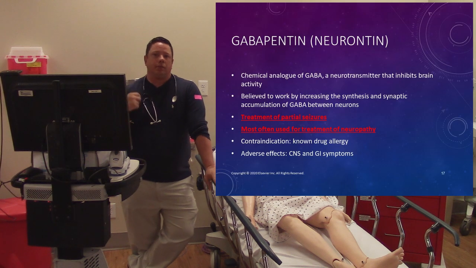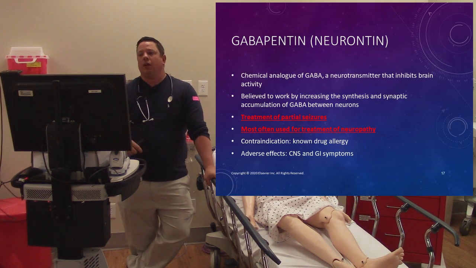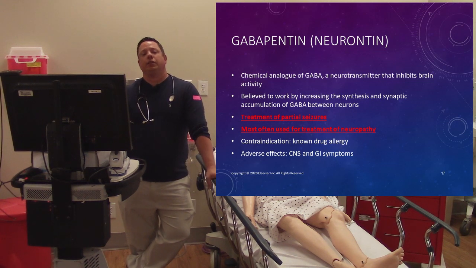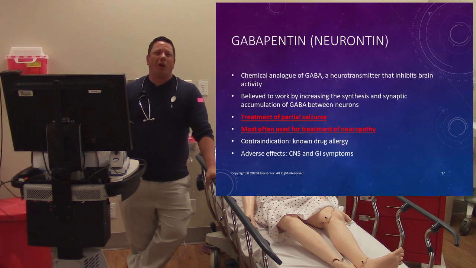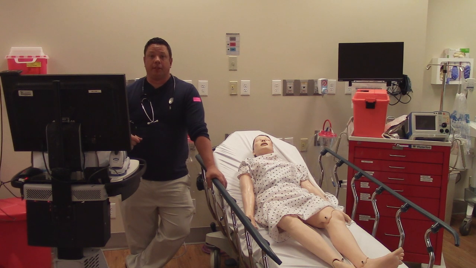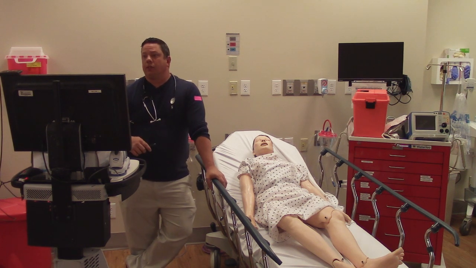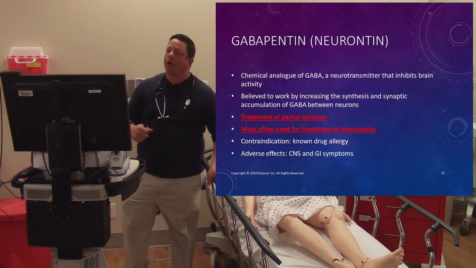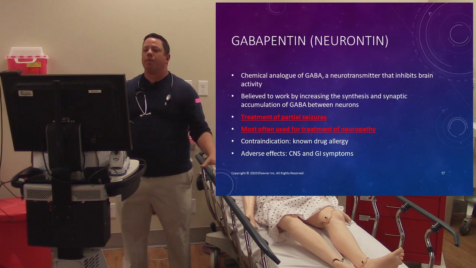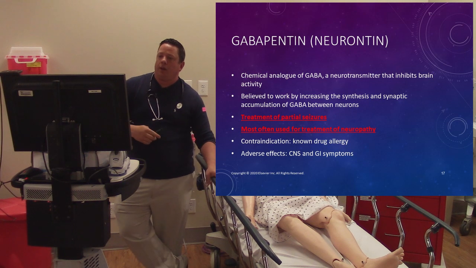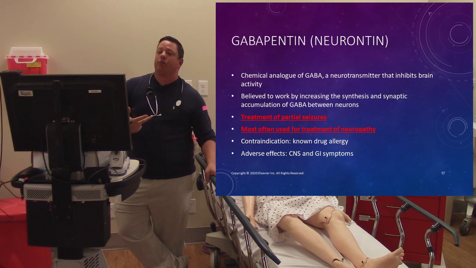Gabapentin or Neurontin can treat seizures, but this medication primarily treats what? Gabapentin or Neurontin is primarily given for peripheral neuropathy. What diagnosis is generally associated with peripheral neuropathy? Diabetes, diabetic peripheral neuropathy. So it's a chemical analog of GABA, a neurotransmitter that inhibits brain activity, so it slows things down because seizure activity speeds things up. It's believed to work by increasing the synthesis or synaptic accumulation of GABA. It's given for treatment of partial seizures, but most often used for neuropathy.